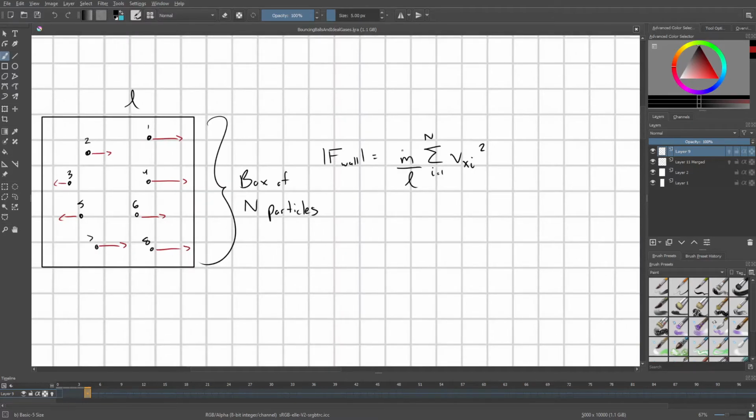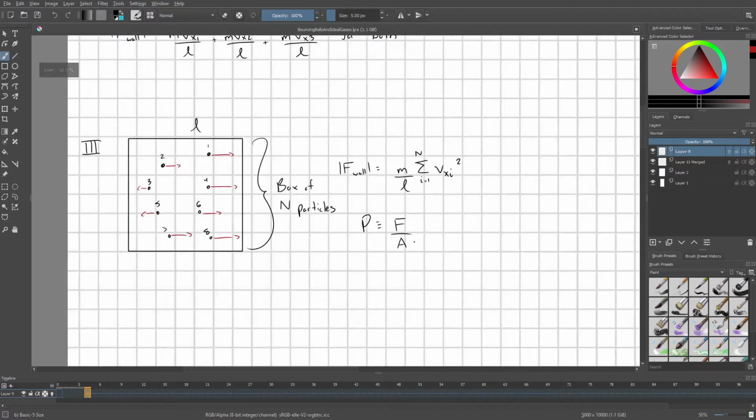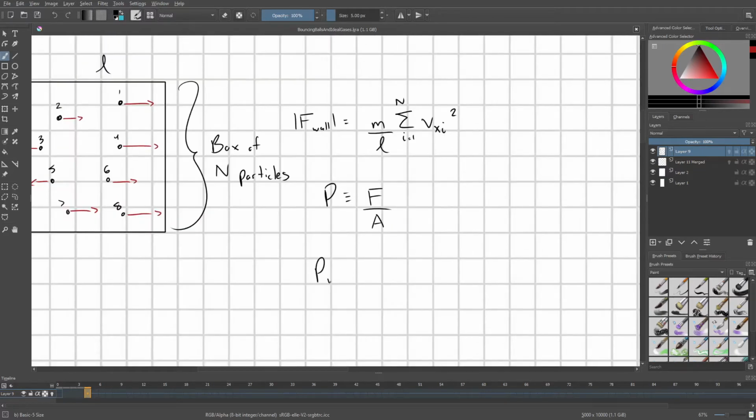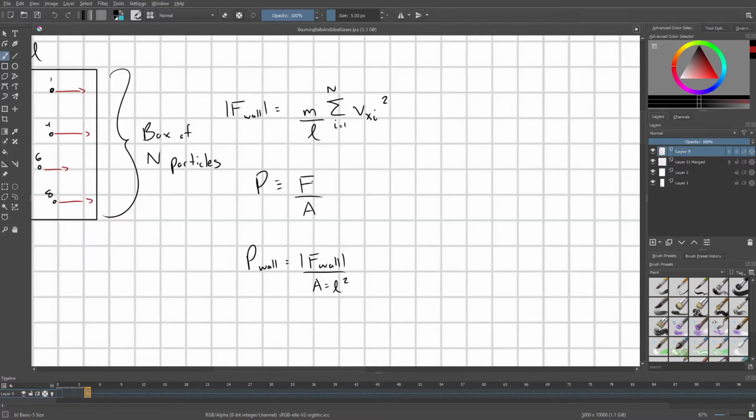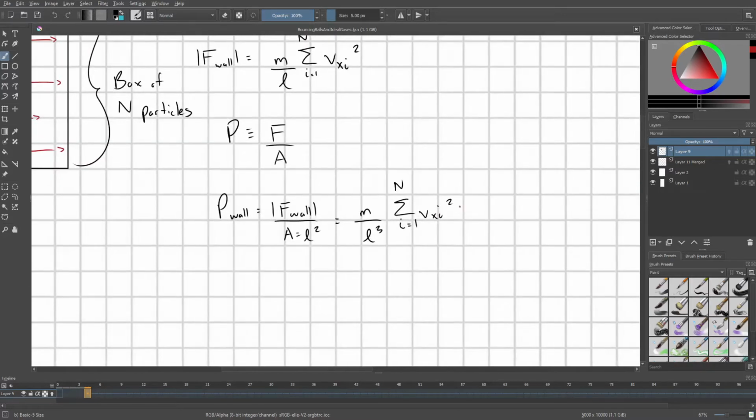So the first thing that we're going to have to do, we know that pressure in a basic definition would be taking the force of something and dividing it by the area. So on one of these walls, the pressure on one of our walls, we can just say is F wall over the area, and the area is equal to L squared, of course. And so this pressure would just be m over L cubed times our summation from i equals 1 to n of vxi squared. All right.